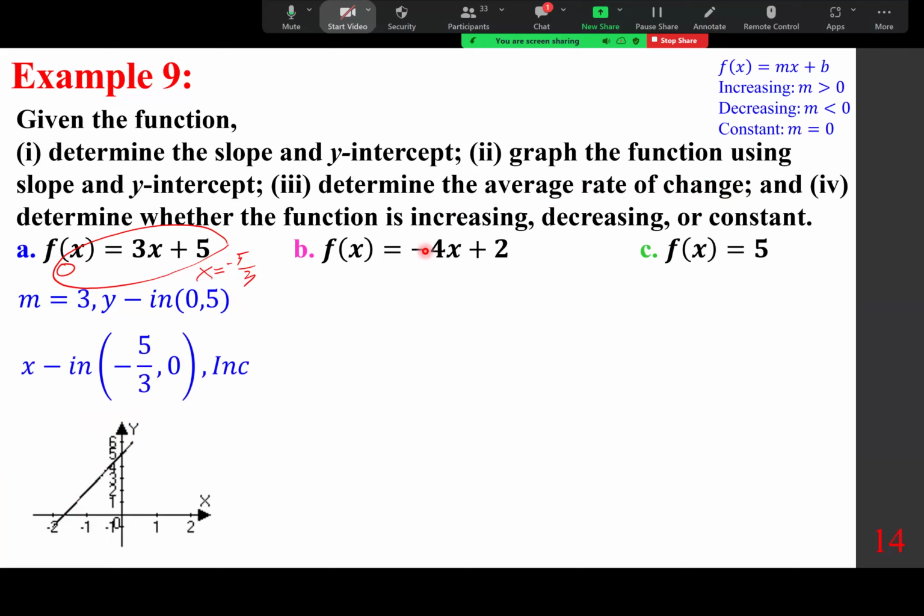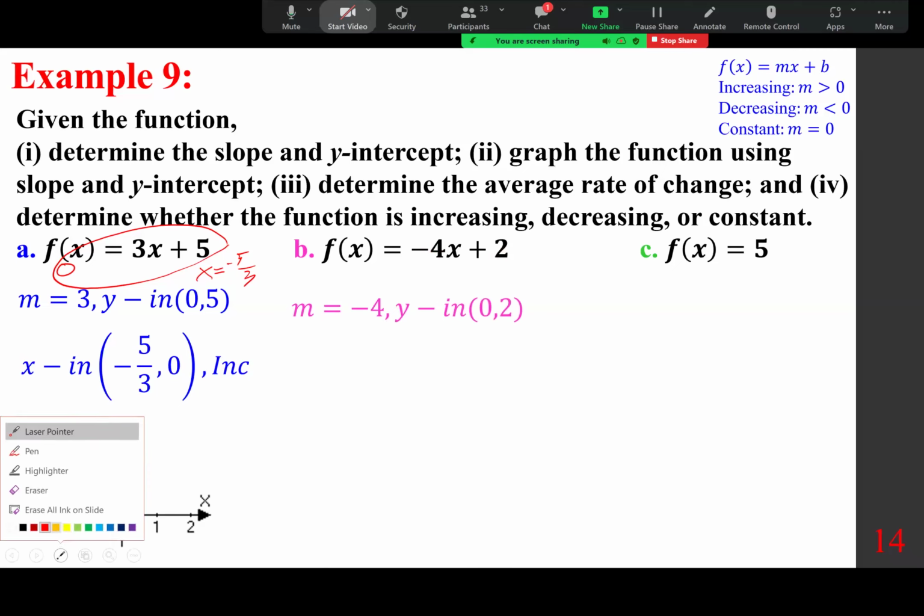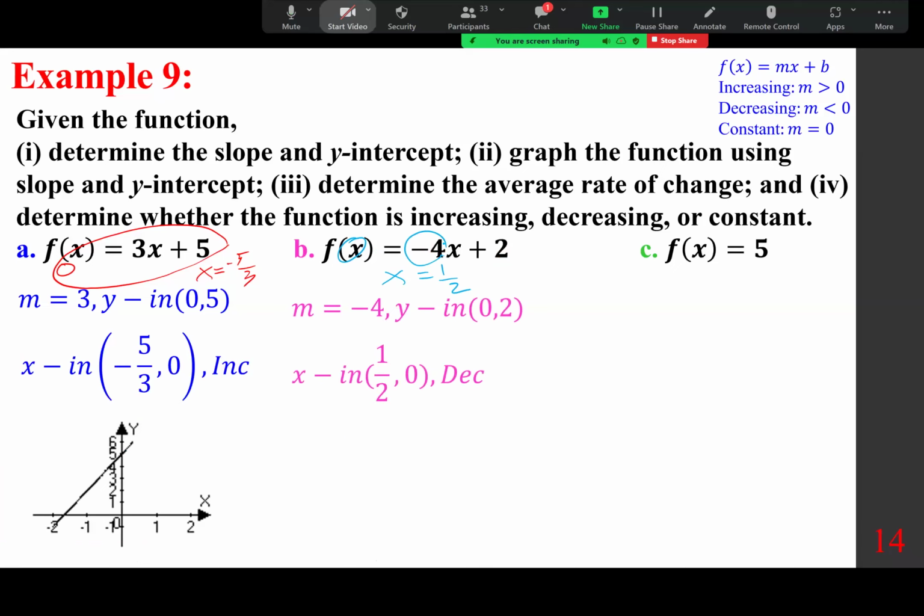When we look at this one, the average rate of change, or the slope, is -4 and the y-intercept is (0, 2). If I set this equal to 0 to find the x-intercept, x becomes 1/2. So (1/2, 0), and the slope is negative, so it's decreasing.